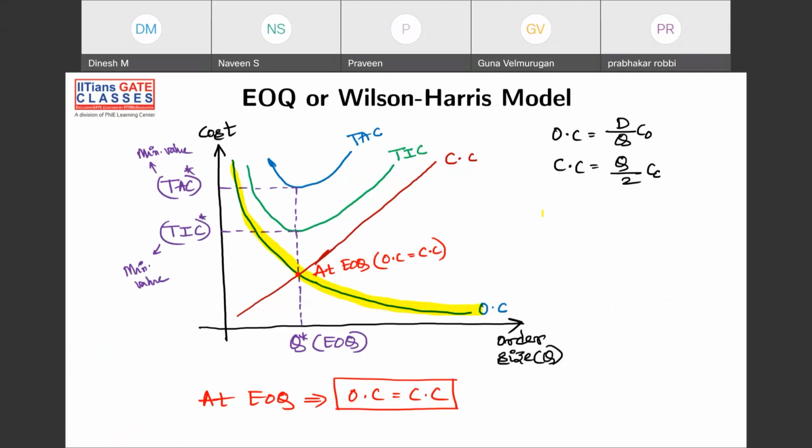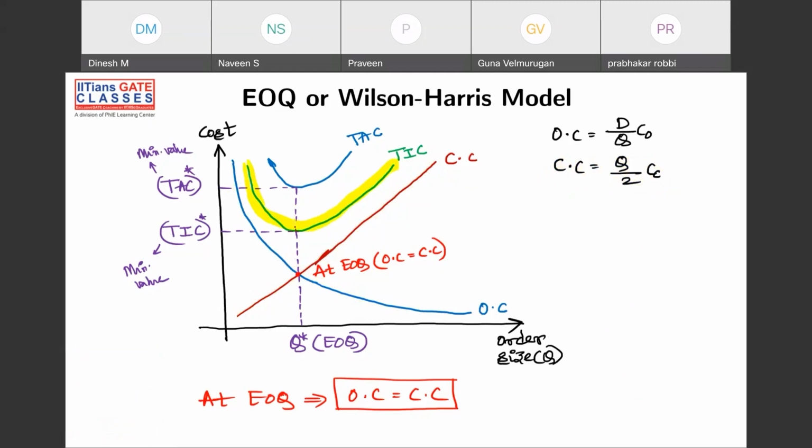And the carrying cost is directly proportional to Q. So it is simply Y is equal to X, a straight line. As quantity increases, carrying cost also increases. And if you add both of them and draw the line, this will be the total inventory cost.